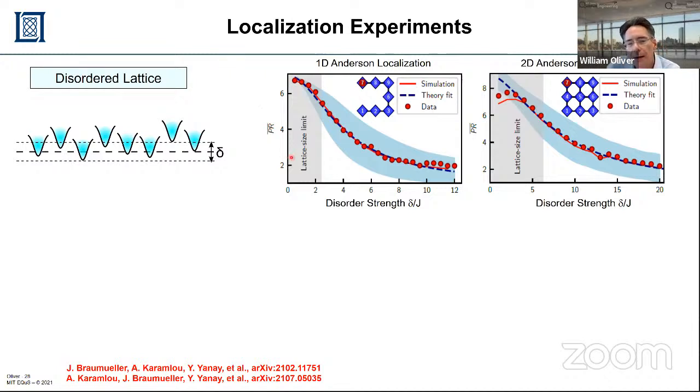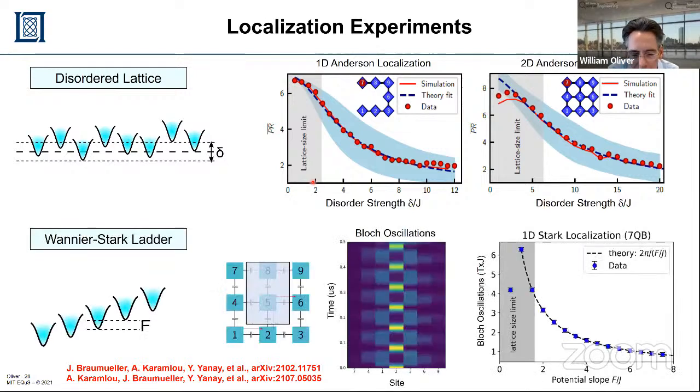And so we do that for 1D Anderson localization, where we excite number 7 and we ask how far it can go. Or in 2D, we excite number 7 and ask how far this excitation can go. And what we see is that this excitation spreads more and more as the disorder gets smaller and smaller, as you'd expect. And so what you see here is data, a theory fit, as well as just simulation of our system. And you can see that they all agree very well until you get down to the lattice size limit.